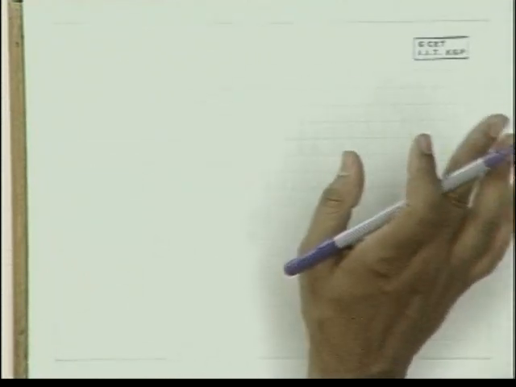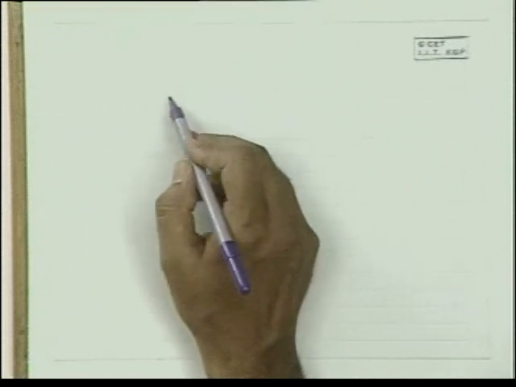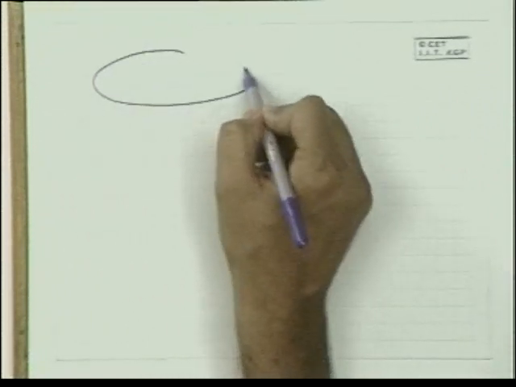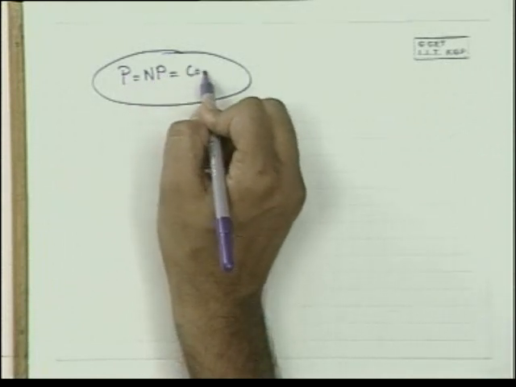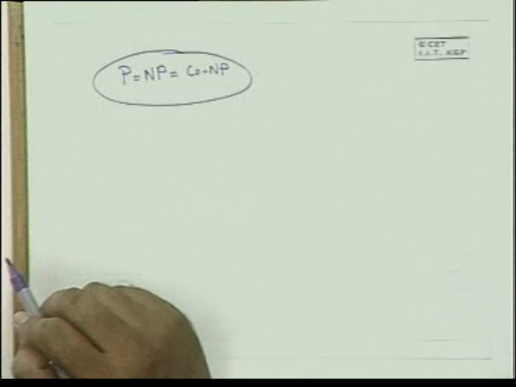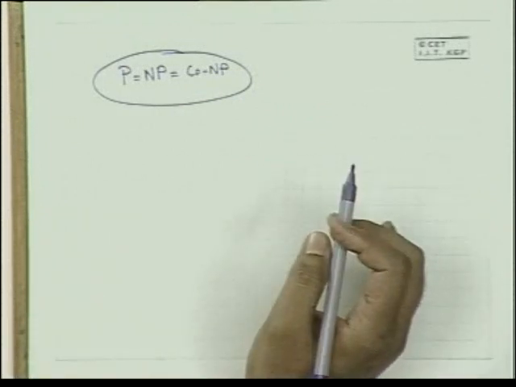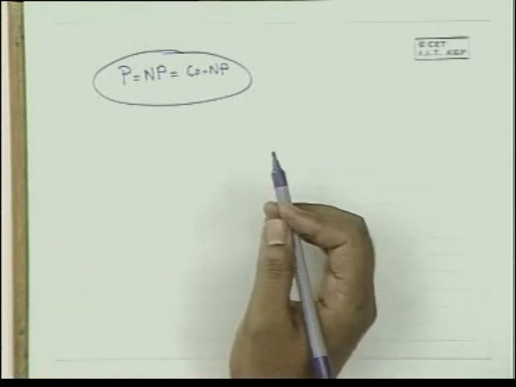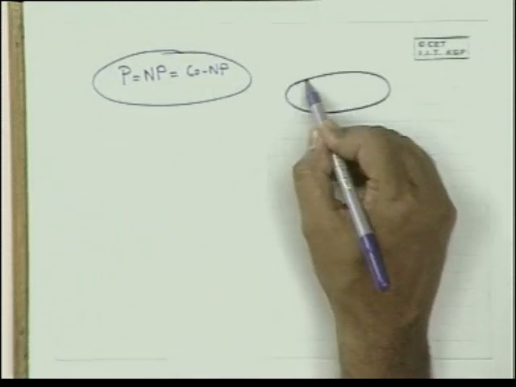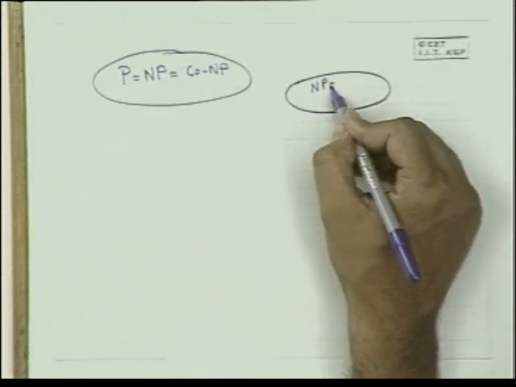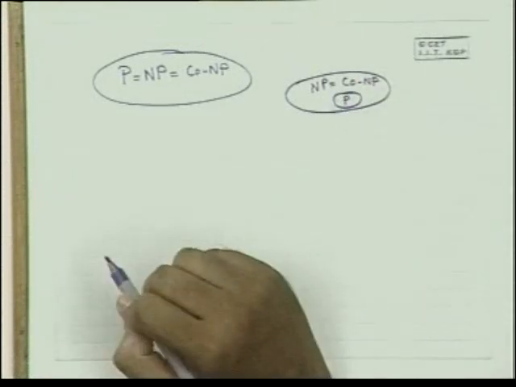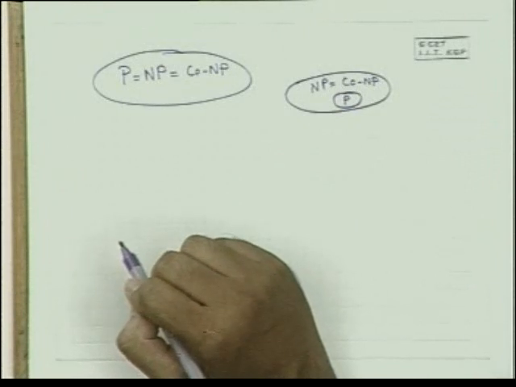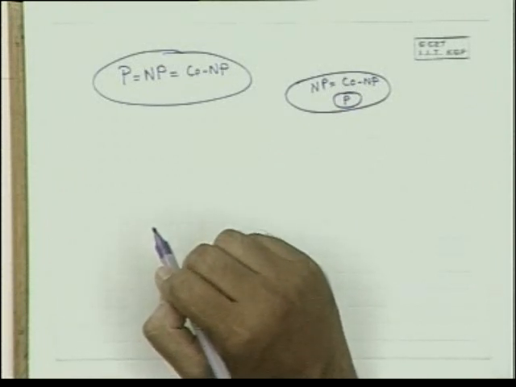So let us see what can be the situations. There are four possibilities now about the classes of problems. Either this is the situation where class P is equal to NP is equal to co-NP. This can be one situation. Everything is the same, all classes are the same. Or the second is NP and co-NP are the same, but P is actually a subset of this. Then P is not the same as NP. This can be a situation.